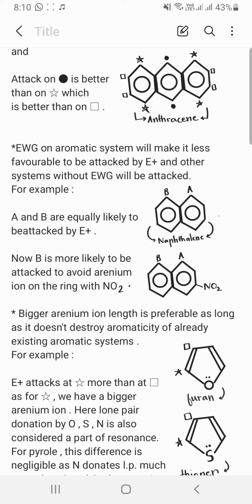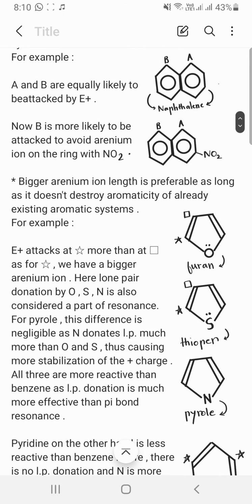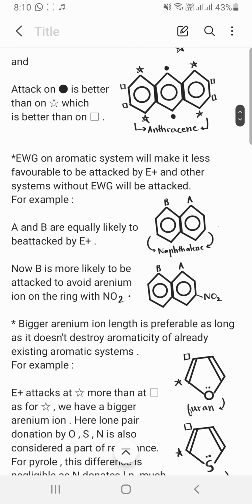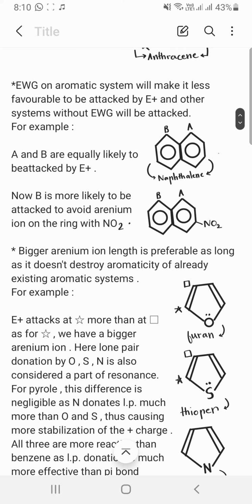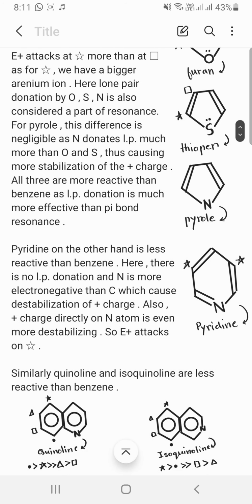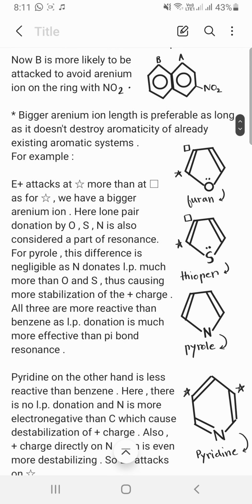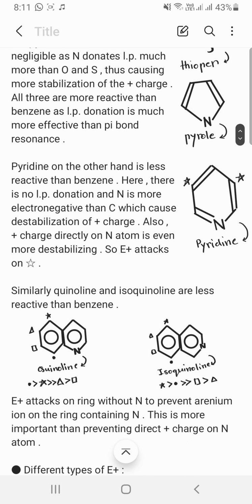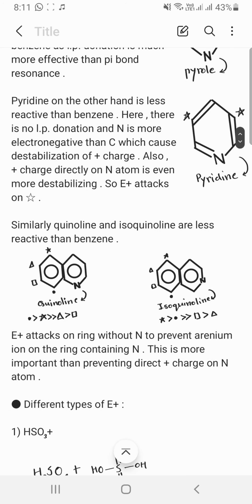Okay, cool. Yeah, that's okay. This is well known as well. So if you have a destabilizing group on one of the rings, the electrophile or nucleophile, it will attack the other ring exclusively. Okay, cool. That's all right. If there's resonance, it's good. If there's not resonance, not good. That's obvious. Pyrene is less reactive than benzene. Yeah.